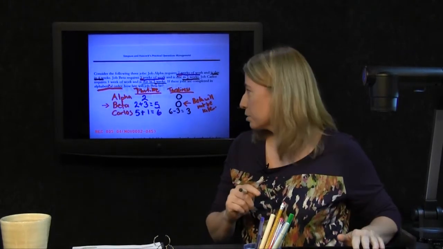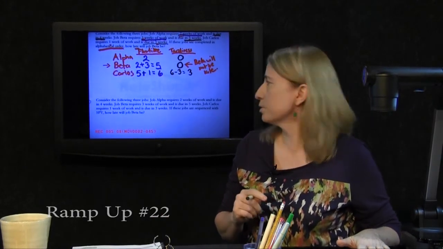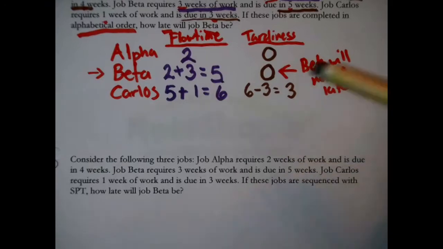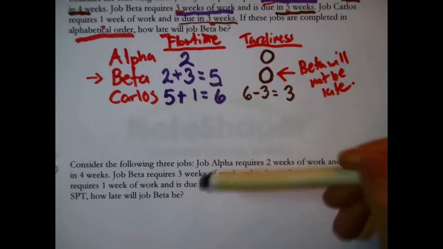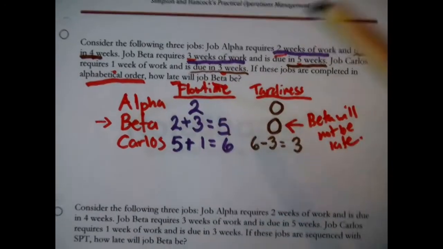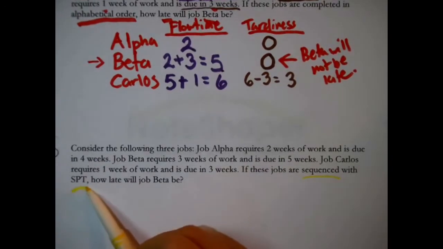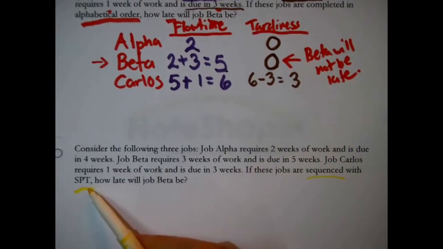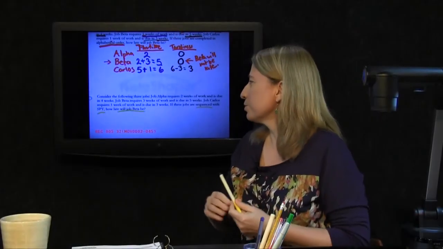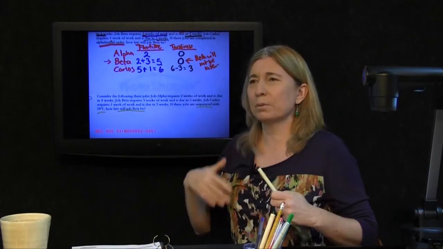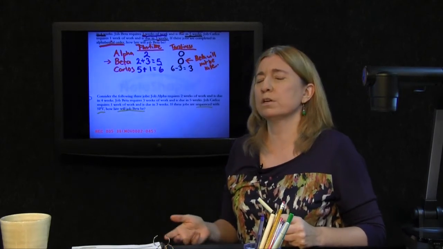If you look at the next problem, you'll notice it's about the same 3 jobs. Alpha requiring 2 weeks of work and due in 4 weeks, Beta 3 weeks of work in 5 weeks, Carlos 1 week of work and due in 3 weeks. That's the same 3 jobs as up here. Okay, now it must be a different question. If the jobs are sequenced in shortest processing time, SPT, how late will the job called beta be? In a certain sense the question's the same in that it's asking about that same job beta, and it's asking if it will be late.